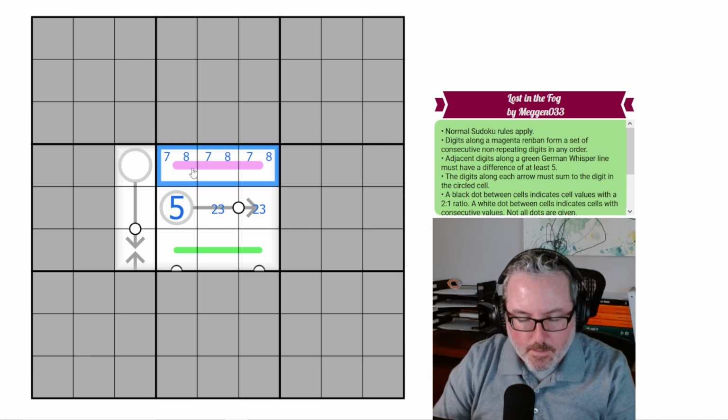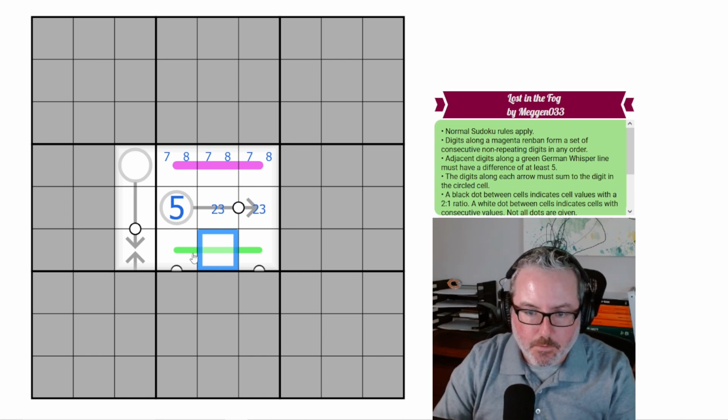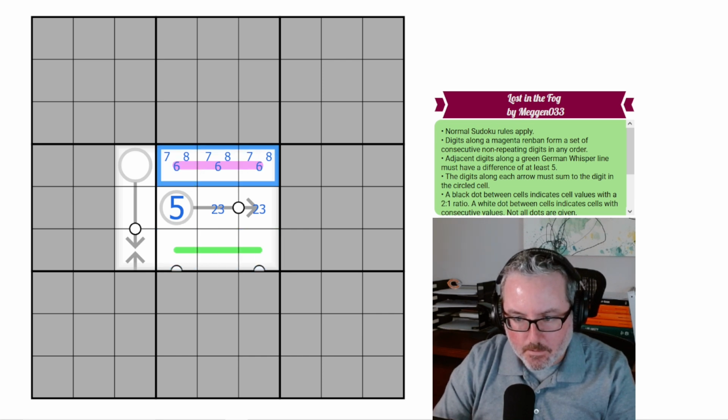Well, if this was 7, 8, 9, that would break it. We already said that, didn't we? Or maybe that was in a specific response to this, but I still think it does break it, because the same situation we were doing with the 1, you couldn't do a 1, 2, 3 up here. You can't do a 9, 8, 7, because that would leave a 6 here. And there's only one digit that works with 6 on a German whisper, which is the 1. So you'd have to put 1 on both of these. So this cannot be 7, 8, 9. So therefore it has to be 6, 7, 8.